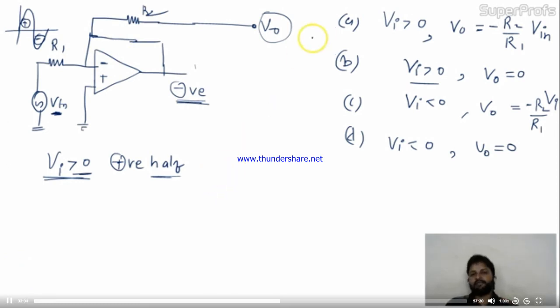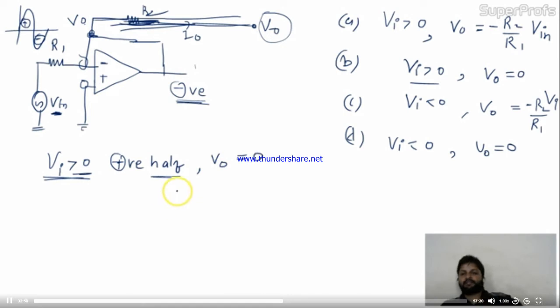Now our task is, what is V0? See, there is no current in this circuit, so there will be no drop. Whatever is in this entire branch, the voltage at this point is V0. This is a negative feedback device, the virtual ground concept. Here 0, here 0. V0 is definitely 0. So for this question, option B is correct. Let's check the negative cycle also.